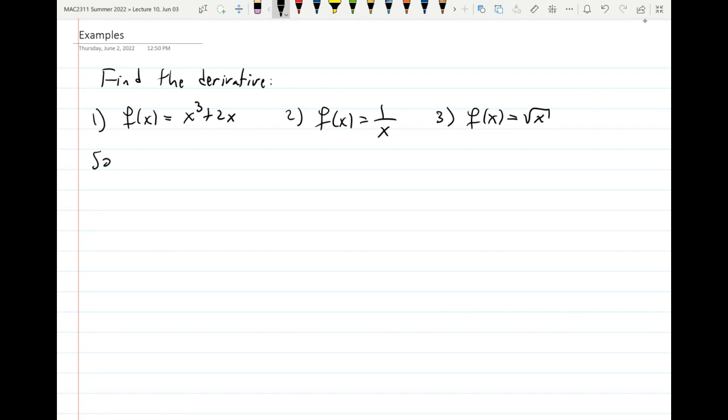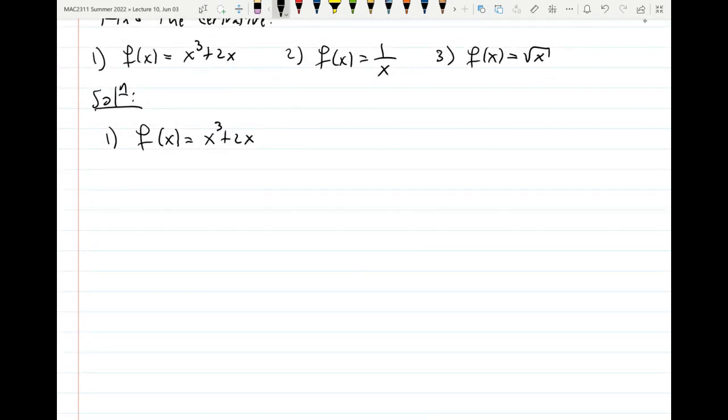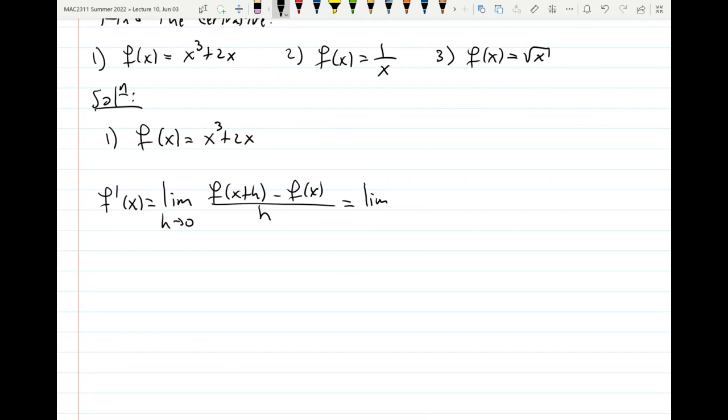all right, so solution. So we have the function f of x equals x cubed plus 2x, and our job is to find the derivative. So f prime of x, remember, what we need to do is we need to compute the limit as h approaches 0 of the difference quotient, f of x plus h minus f of x, over h. Okay, let's do this.